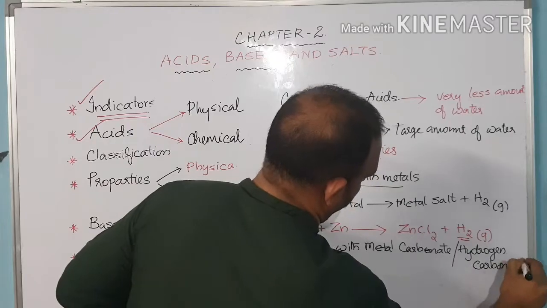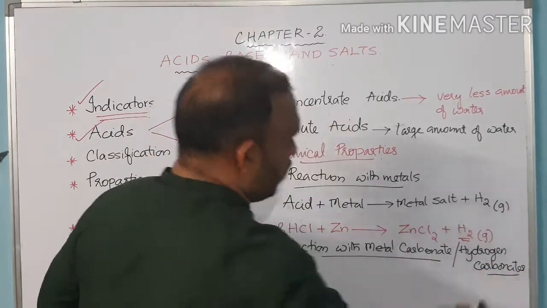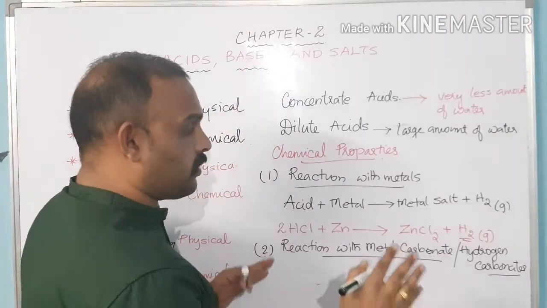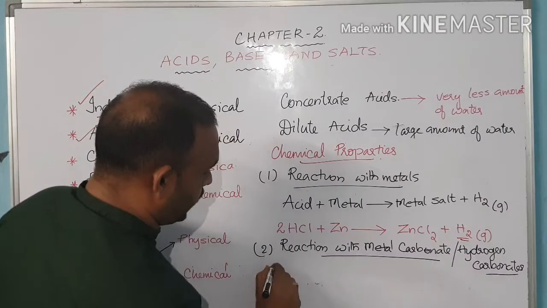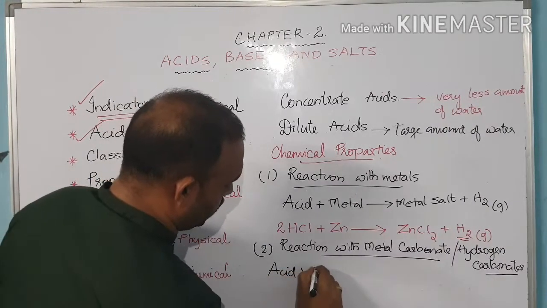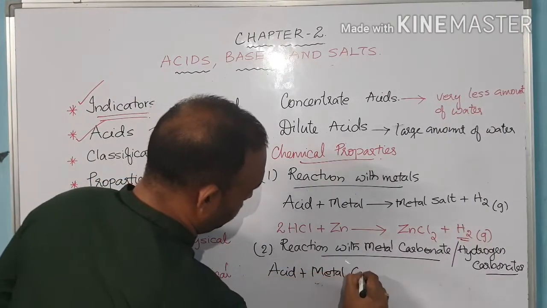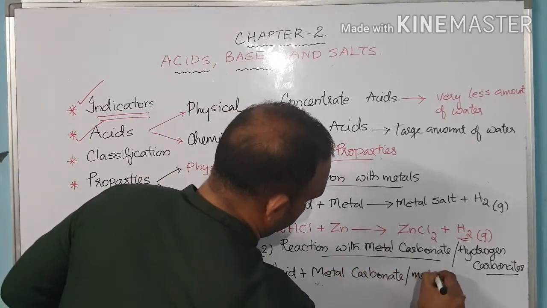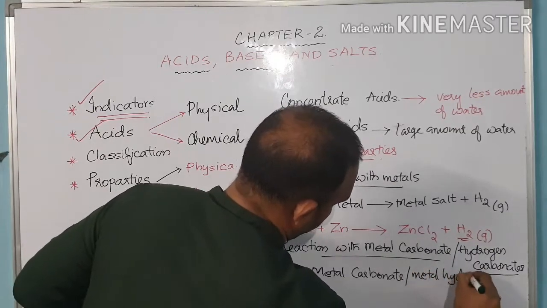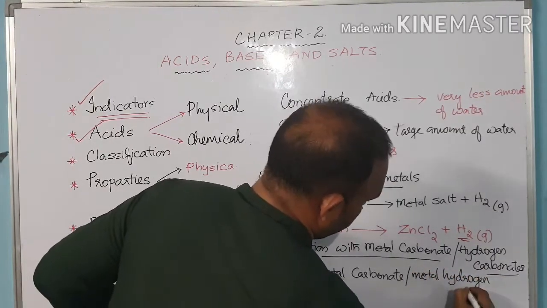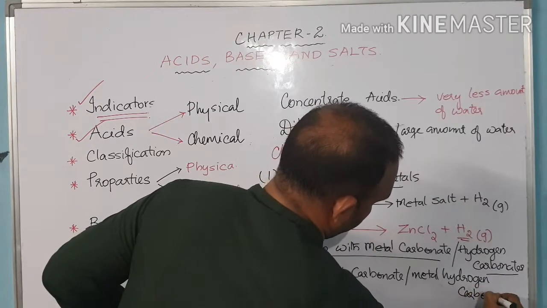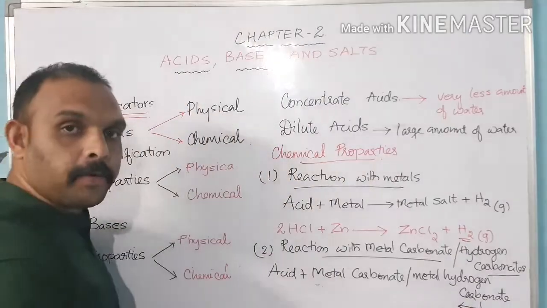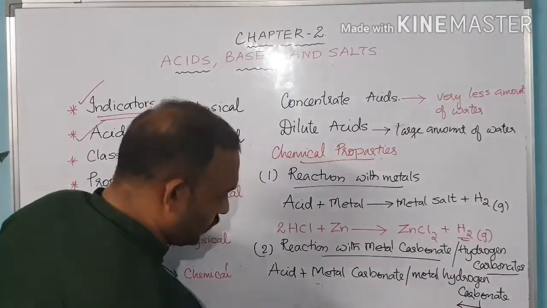Reaction of acids with metal carbonates and metal hydrogen carbonates. In this case, the general equation which we can write is acid plus metal carbonate or metal hydrogen carbonate will give us the result or product as I am writing here.